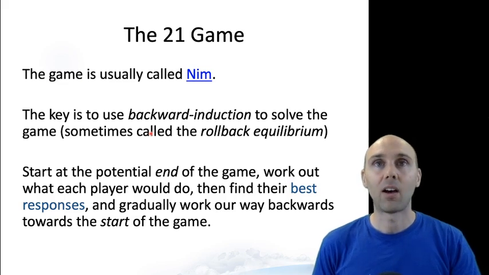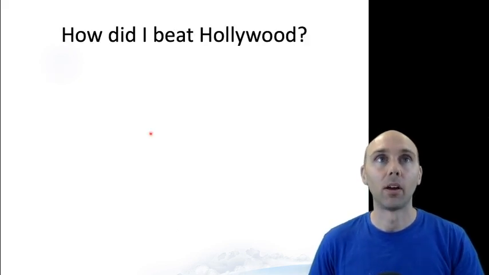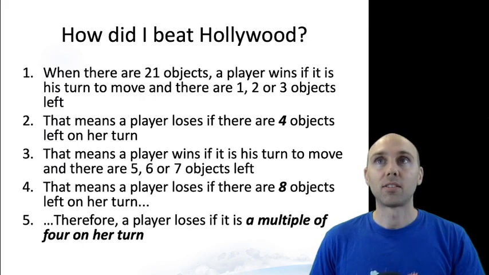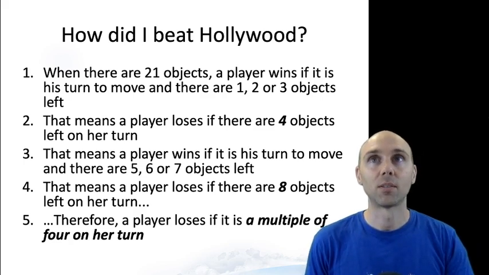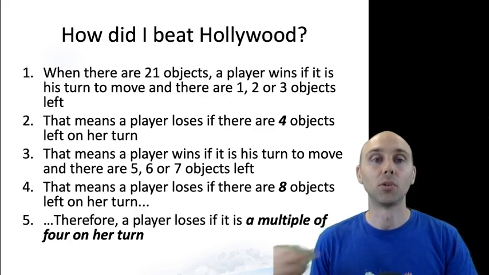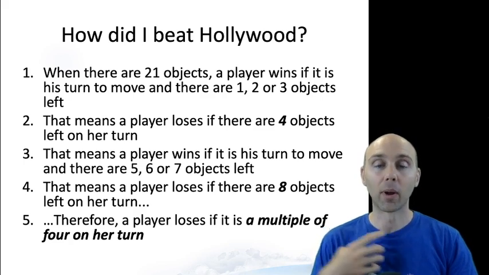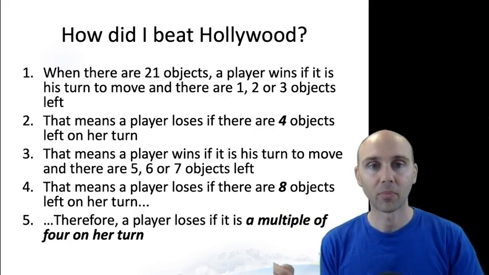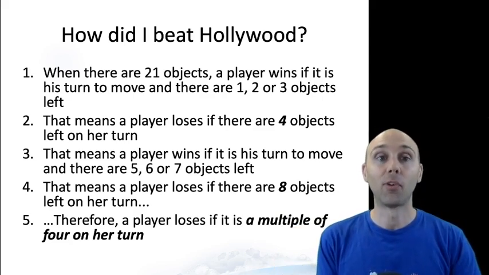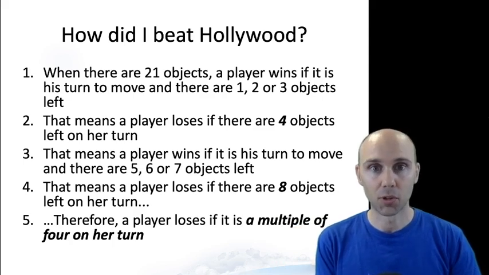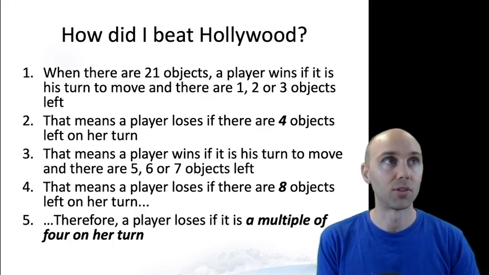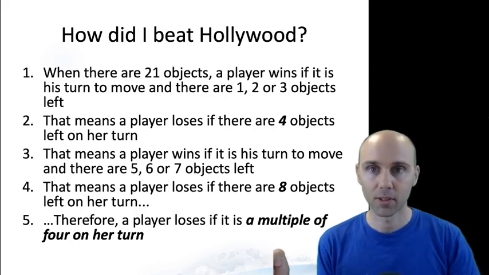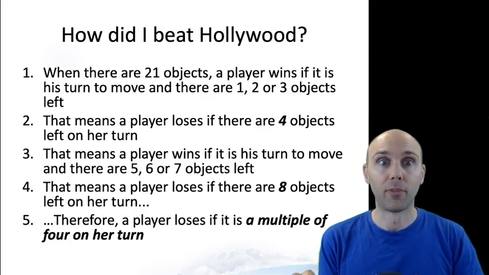Well, let's see how I beat the team, how I beat Hollywood. When there are 21 objects, we know that a player wins if it's his turn to move and there are just 1, 2, or 3 objects left. Remember, we're going right to the end where there's only a few left and working our way back. So that means that if a player has 4 objects left, they will lose for sure, because whatever choice you take, 1, 2, or 3, will leave the other person the chance to take whatever's left. So you don't want to end up with 4.